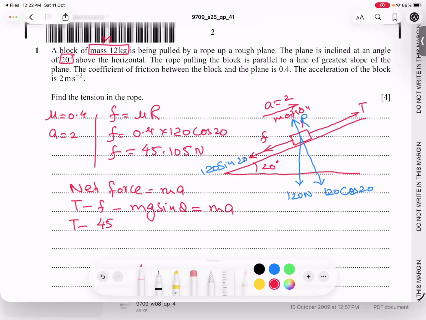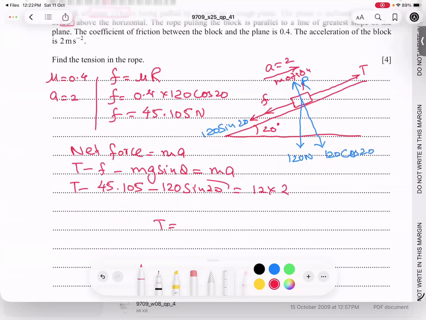So 45.105 minus mg sine theta, which I wrote on top. M is 12, g is 10, so it is 120 sine 20, and mass again is 12, acceleration 2. Just start typing. So tension becomes, if I type this completely and add on the other side, plus 24 plus 120 into sine 20. And finally the answer is coming to 110.